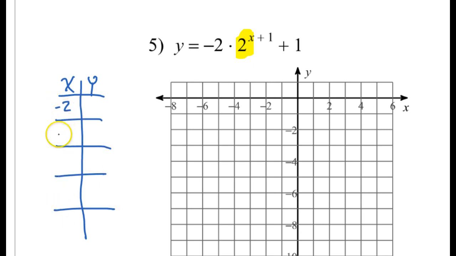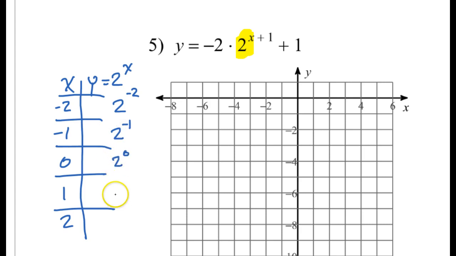Let's use the x values -2, -1, 0, 1, and 2. Now, y is equal to 2 to the x power, because we're just doing the parent function. That means we're doing 2 to the -2 power, 2 to the -1 power, 2 to the 0 power, 2 to the 1 power, and 2 to the 2nd power.